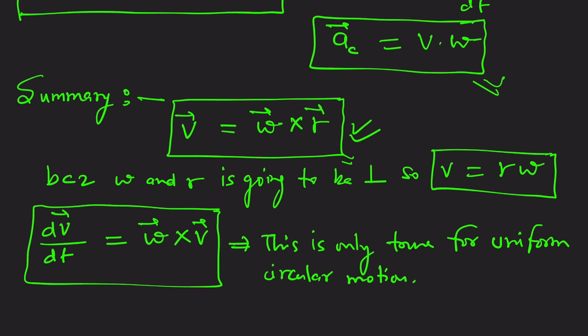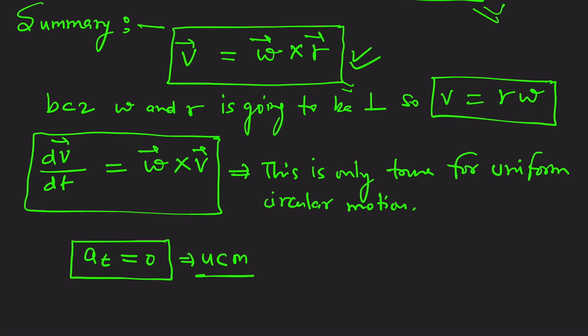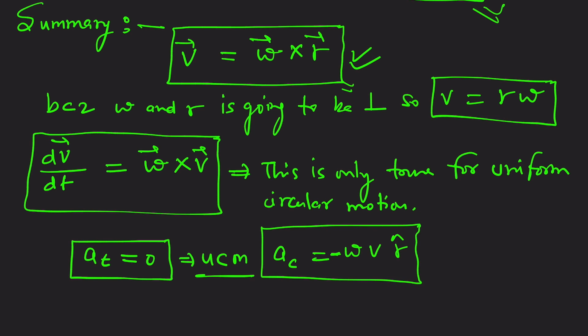So from here what we have derived is that a tangential is 0 for UCM. Uniform circular motion we can call in short UCM. So a tangential is going to be 0, and a centripetal is going to be omega into v, minus r cap if you want to write it in vector form, because it is acting towards the center. If you can remember these two, that is going to be very helpful in the future. And a C is equal to omega into v.